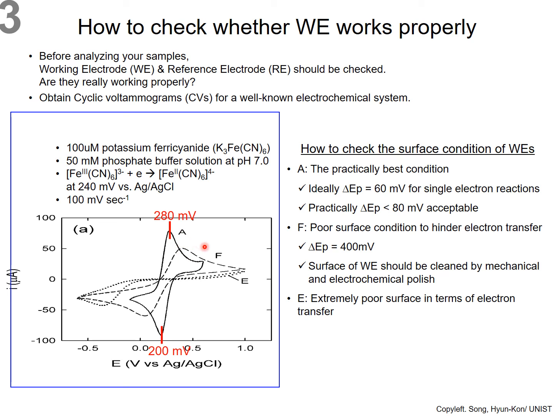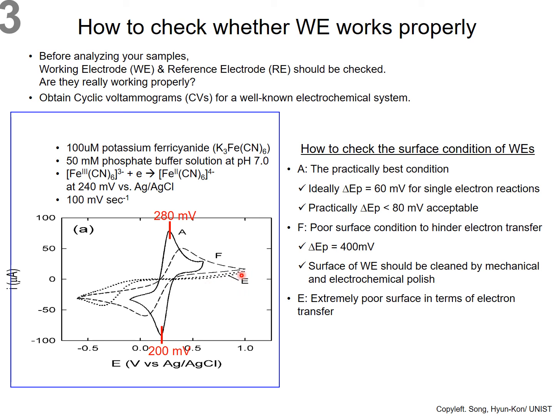Let's go to the second electrode F, dashed line. The peak-to-peak gap is measured at 400 millivolt from here to here. So I could say the electrode F has a poor surface condition that hinders electron transfer. This value is much larger than the ideal value of 60 millivolt. So the surface of the working electrode should be cleaned by mechanical and/or electrochemical polishing.